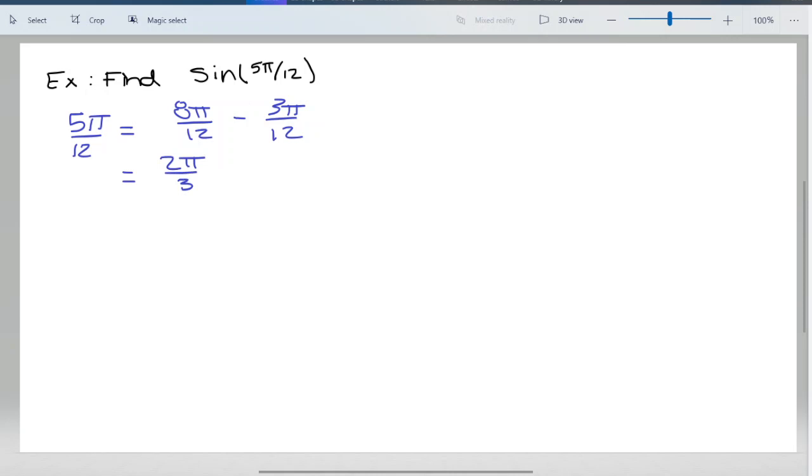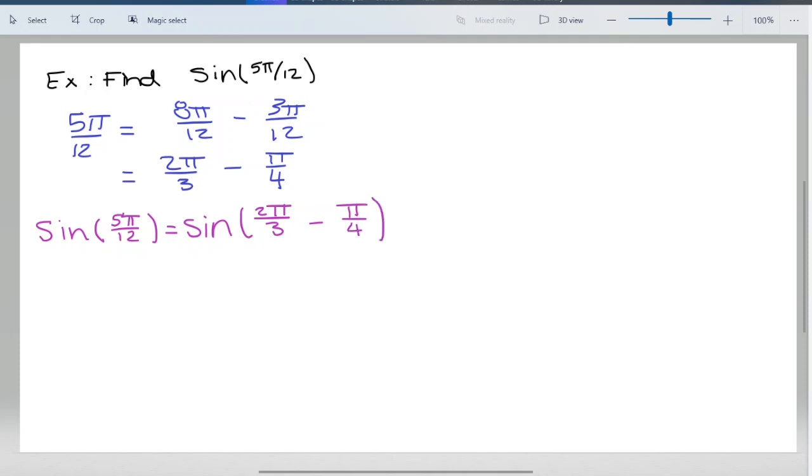So these pi over 3 type angles are special angles. And here this is going to reduce to pi over 4, and we know that that's also a special angle. So this should work for us. Again, I can break down 5 pi over 12 and split it up like a difference this time. So it's going to be 2 pi over 3 minus pi over 4.